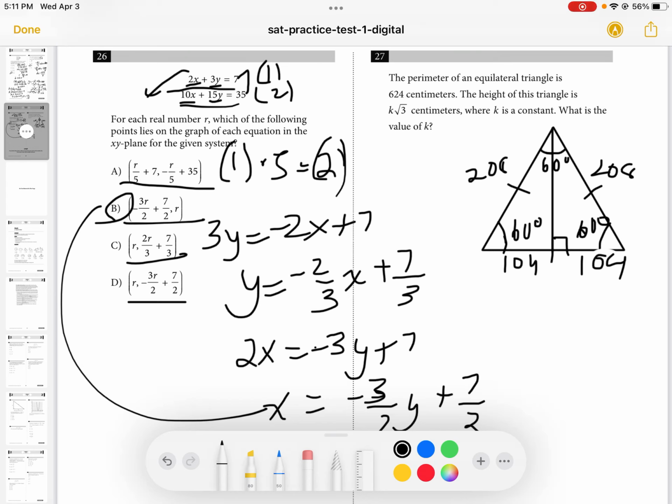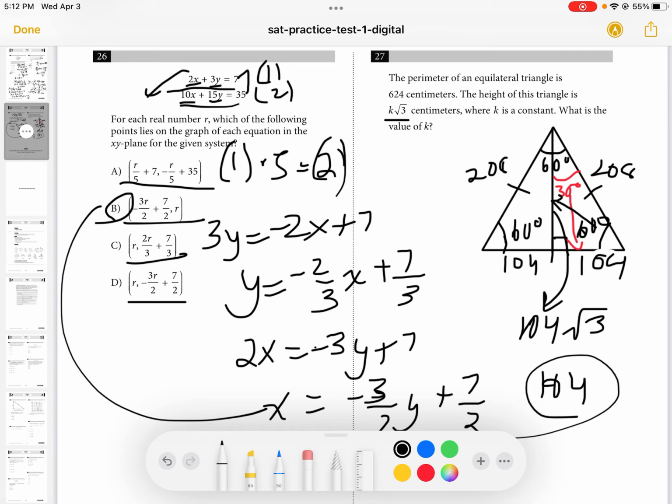Right, and now we have a 30, 60, 90 triangle. Let me pick a different angle. That angle is 30 degrees now. So for the 30 degree angle, our shortest side is 104. The side facing the 60-degree angle will be the shortest side multiplied by the square root of 3. So that height is 104 root 3. The answer is in the form k root 3. We want k, so k is 104.